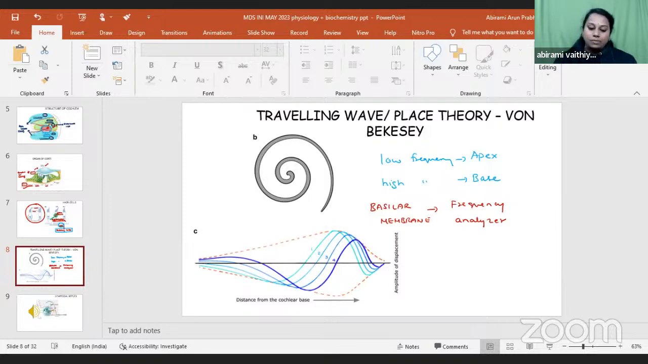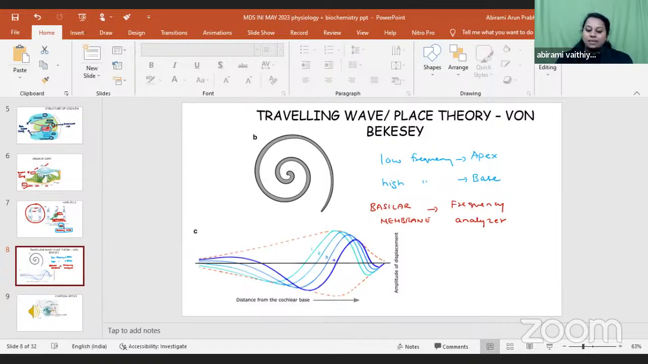Scala media is filled with endolymph. We'll zoom into the structure of this organ of Corti. On top, the blue portion, scala vestibuli. Below is the blue portion, scala tympani. You have the two membranes. So you can see the sound vibrations are moving into the organ of Corti. On the basilar membrane, you can see the organ of Corti. Let's zoom into this organ of Corti. So we're just zooming into the organ of Corti.